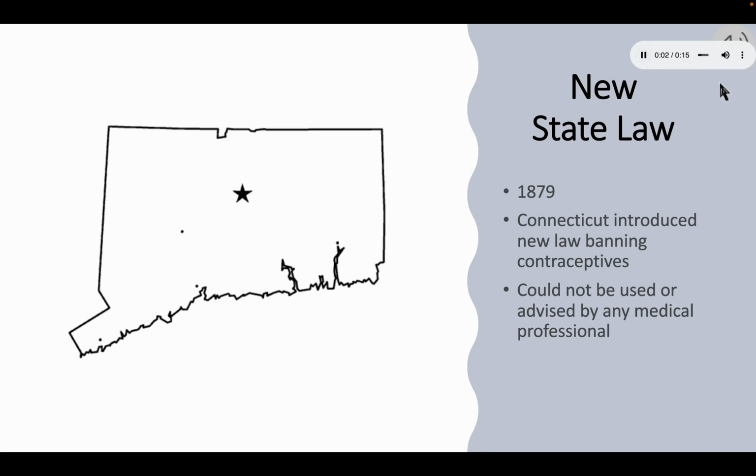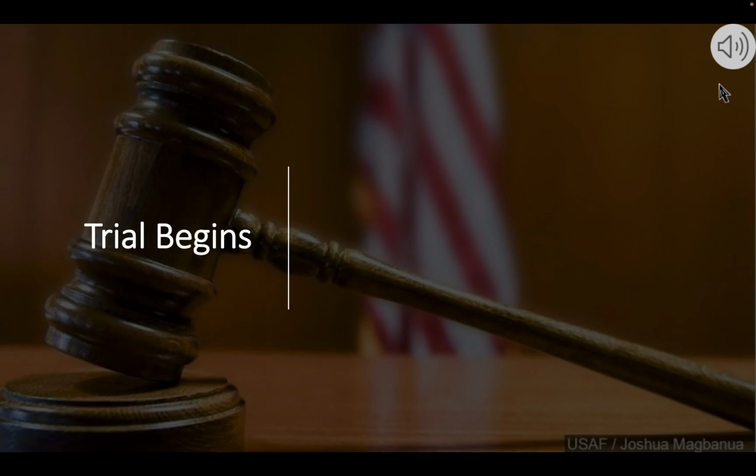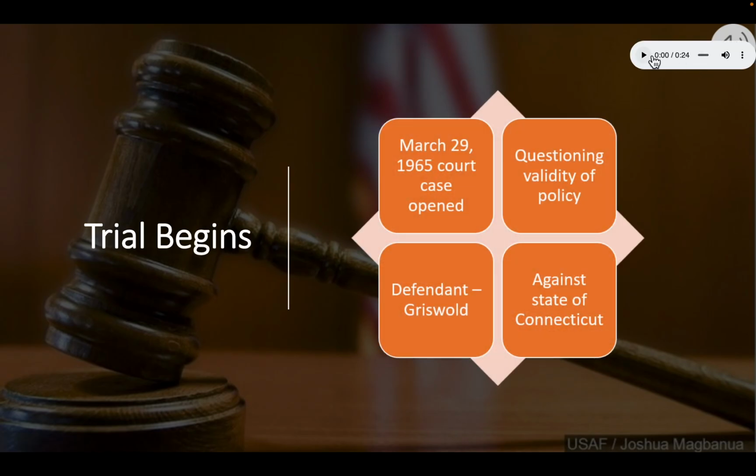In 1879, a new state law was introduced and passed in Connecticut. It banned all contraceptives, meaning they could not be used nor advised by any medical professional at this time. Many citizens found this law to be repulsive and taking away basic human rights.